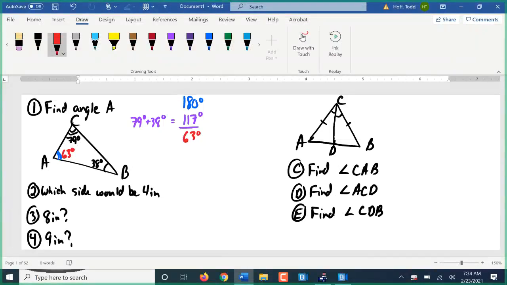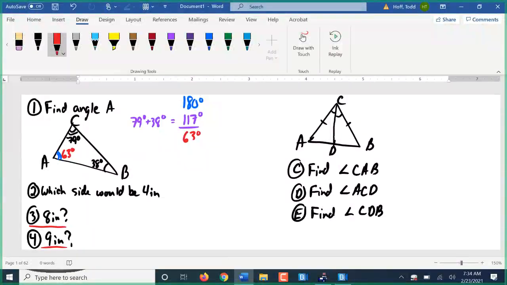Now, questions 2, 3, and 4 go together. It asks, in this triangle, which side would be 4 inches? Well, that question doesn't make any sense unless we look at the next couple of questions as well. 3 is asking which side would be 8 inches, and 4 is which side would be 9 inches. This is asking us to use the fact that the smallest side is opposite the smallest angle, and the largest side is opposite the largest angle.